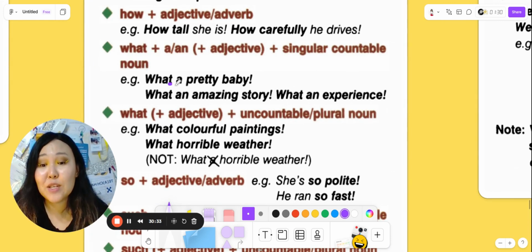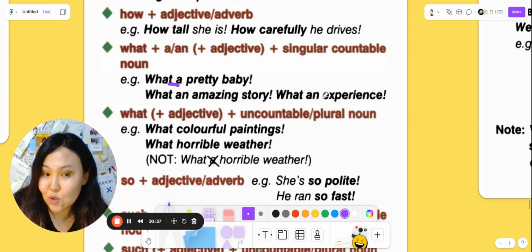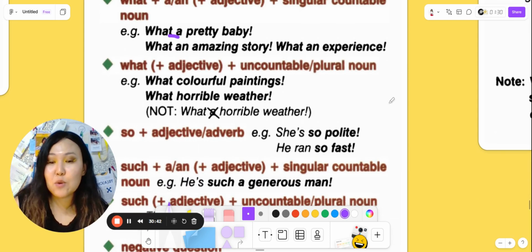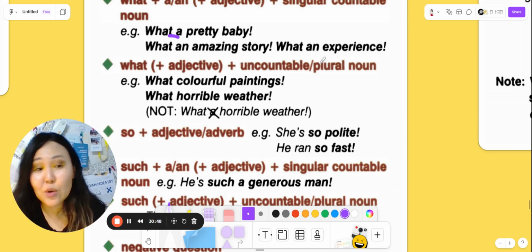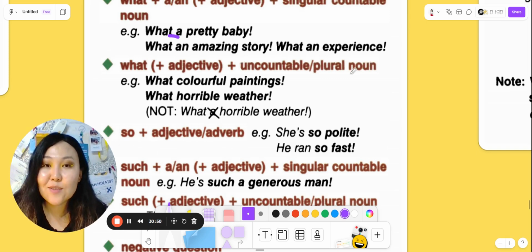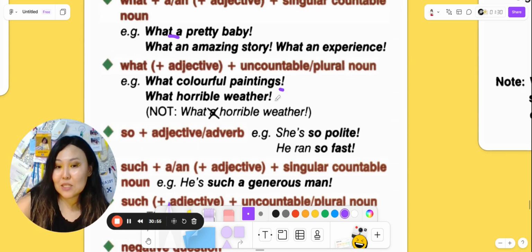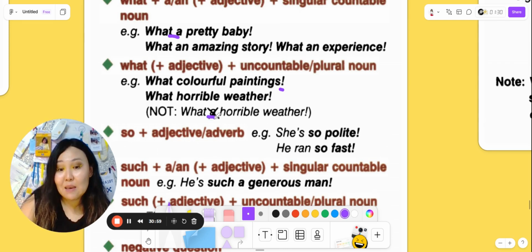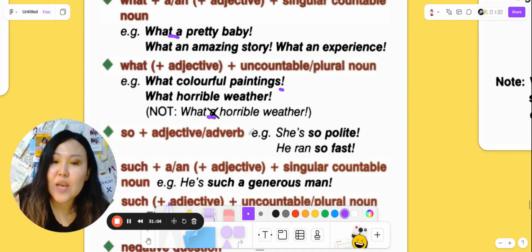So, what a pretty baby, because one baby. What an amazing story, one amazing story. What an experience, one experience. Next one. What plus adjective plus uncountable or plural noun? What colorful paintings, and we are not using anything because paintings, many ones. What horrible weather, again, we are not using a because we cannot put a before an uncountable noun.